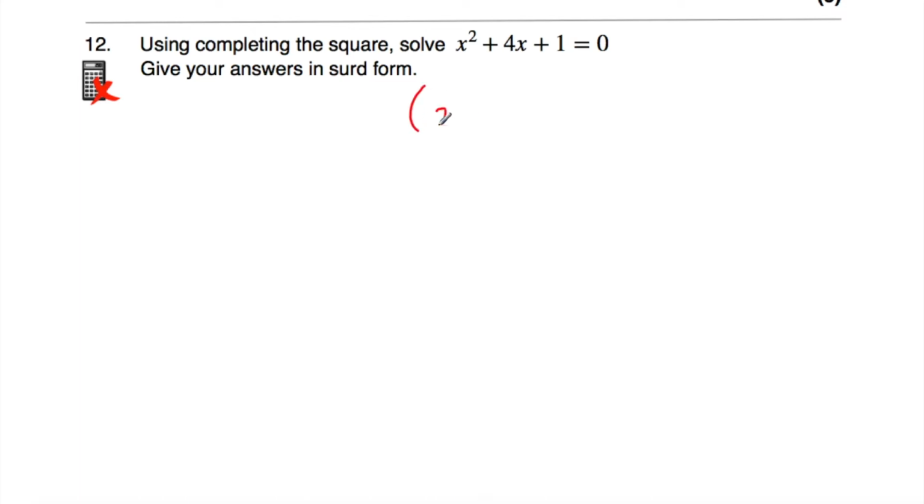So, open up brackets, x. We're going to half the coefficient of x, so half of 4 is 2, so plus 2, close bracket, squared. 2 squared is 4, so we're going to take away 4, and we've still got our plus 1, so plus 1. And that's equal to 0.